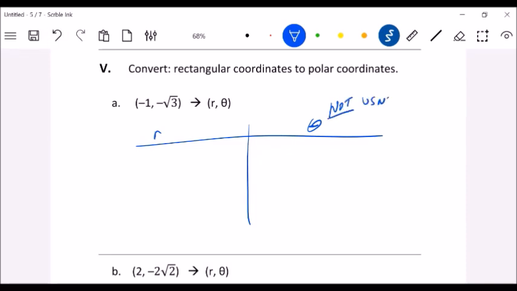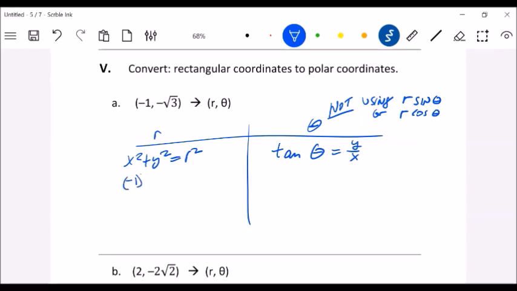Not using r sine theta or r cosine theta. So we're not going to use those. We're going to do tangent actually in a moment, and I'll show you. We're going to do that the tangent of the angle is equal to y over x, and we'll look at that. And so right now, first to get the r, x squared plus y squared equals r squared.